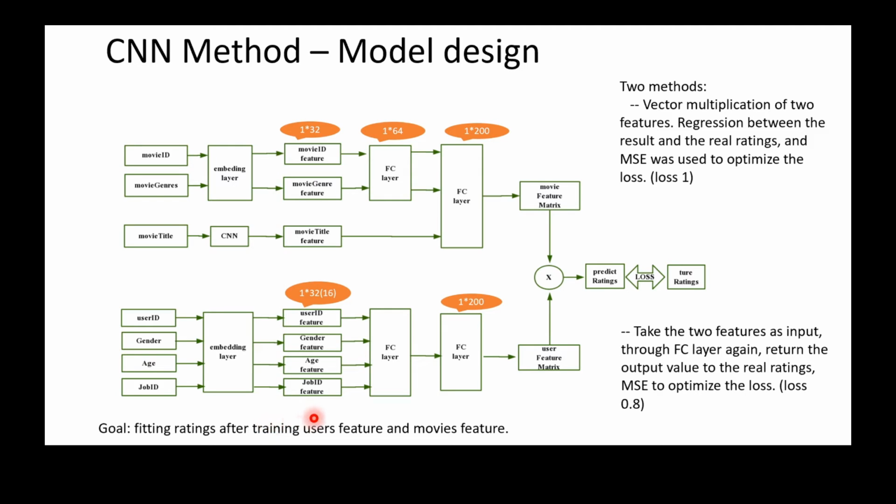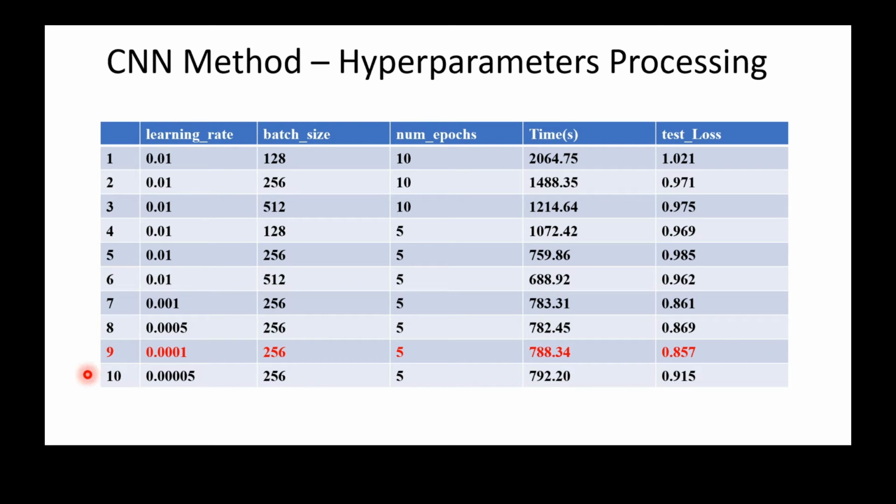After training user feature and movie feature, we can feed in ratings. There are two methods. The first one is vector multiplication of the two features, with regression between the result and the real ratings. The second one is to take the two features as input, go through a fully connected layer again, and return the output value to the real ratings, and MSE is used to optimize the loss. In the training process, parameters should be adjusted.